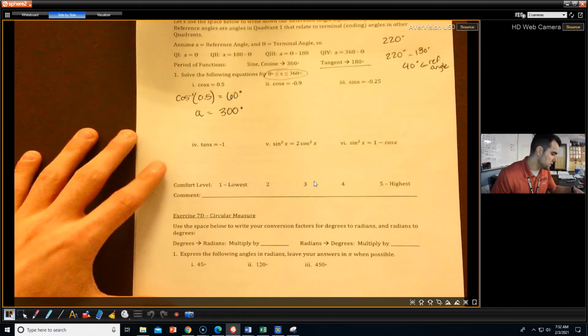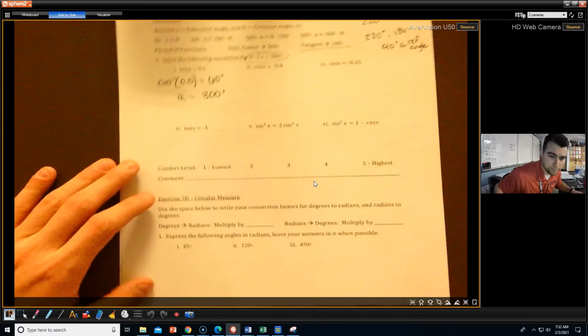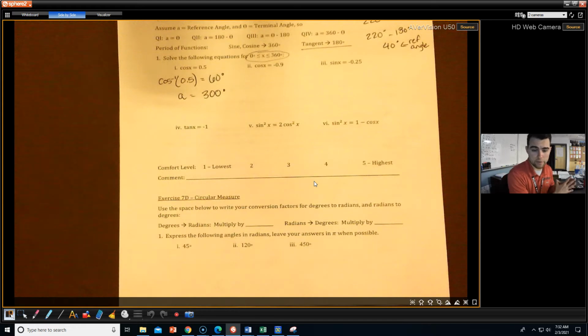Let's look at 7D for a second. For circular measure, this is really converting stuff from degrees to radians and radians to degrees.